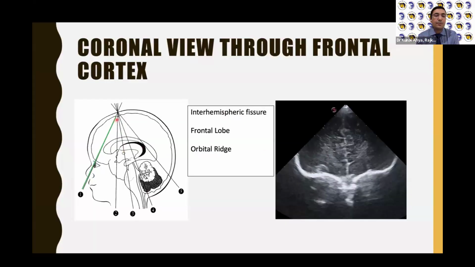From anterior, you move your probe more posteriorly, and it goes from the frontal to the occipital lobes. When you keep your probe with the marker on the right side on the anterior fontanelle and tilt the probe anteriorly, your beams will be passing through the frontal cortex. What are these structures? There will be a bright hyperintense line going in the central part, that is the interhemispheric fissure. On the side of it, you will see the frontal lobe, and below that you can identify the eyes or the orbit, so it is the orbital ridge. So you will be seeing 3 major structures when you are sweeping your probe anteriorly: the interhemispheric fissure, the frontal lobe, and the orbital ridge.